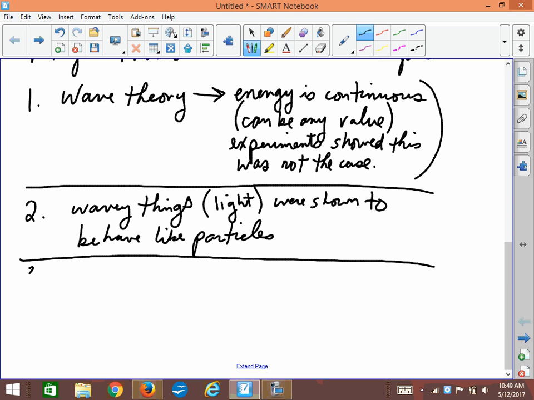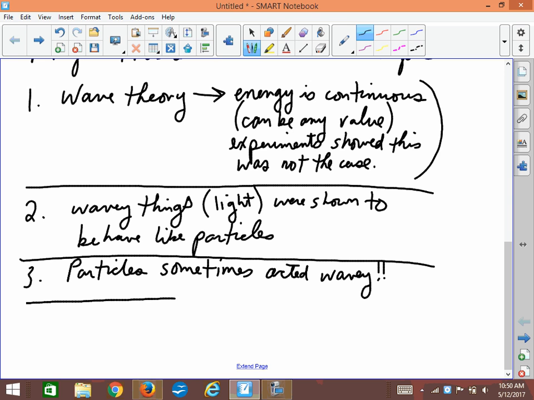A third thing that was being noticed is that the opposite was also true. Particles sometimes acted wavy. So things like electrons, which were thought of as little clunky particles, like little tiny marbles of some sort, weren't behaving like marbles. They were behaving more like a wave. They were showing properties like interference. That doesn't make sense. How can a marble interfere? It doesn't really make sense. And so that was another problem that was suddenly popping up.